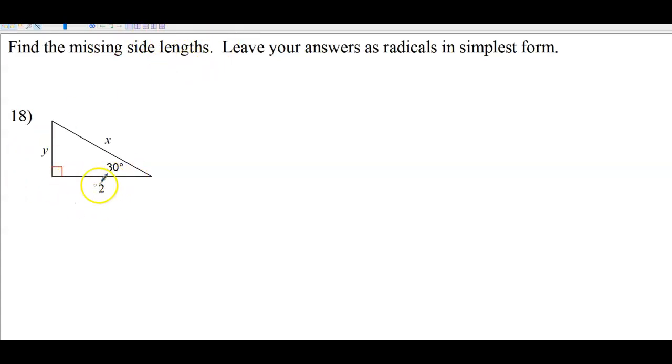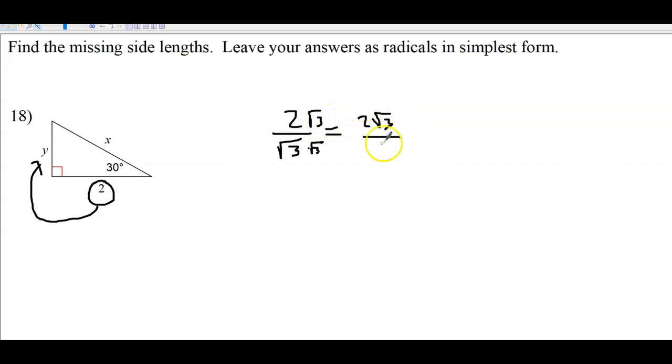Right. Long leg on a 30, 60, 90. We can divide that by the square root of 3, which when you rationalize it, gives me 2 radical 3 over 3. So that would be my short leg, 2 square root of 3 over 3. To find your hypotenuse, you're going to double it.